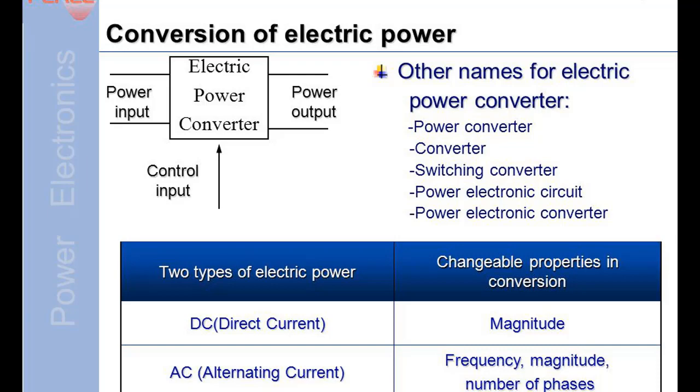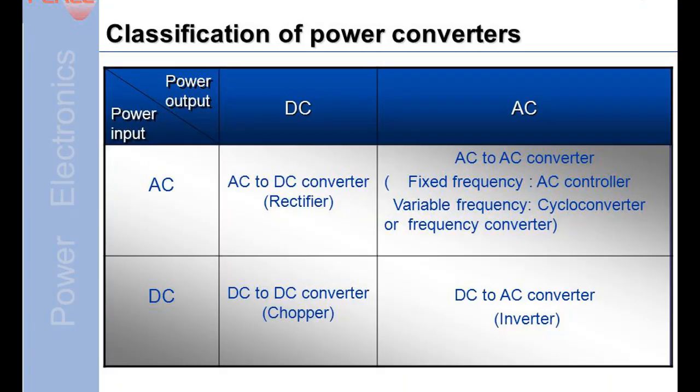Two types of electric power. Changeable properties in conversion: DC, direct current, magnitude; AC, alternating current, frequency, magnitude, number of phases. Classification of power converters: AC to DC converter, rectifier; AC to AC converter, fixed frequency, AC controller, variable frequency, cycloconverter or frequency converter; DC to DC converter, chopper; DC to AC converter, inverter.